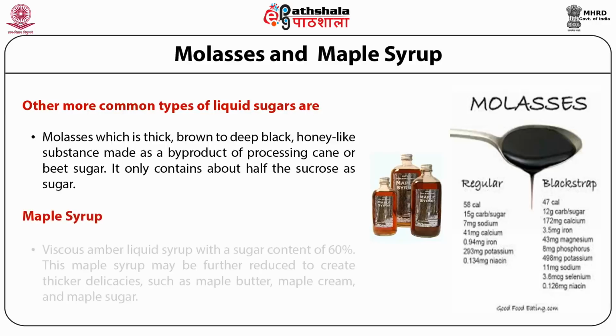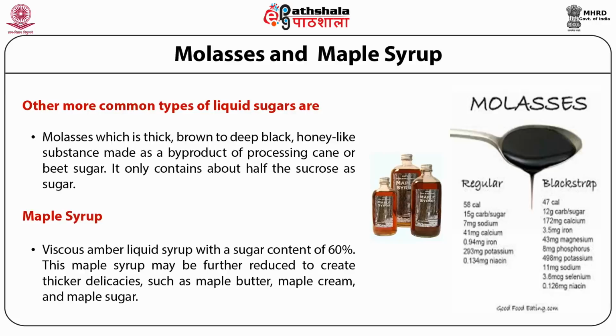Maple syrup is a whiskey amber liquid syrup with a sugar content of 60%. This maple syrup may be further reduced to create thicker delicacies such as maple butter, maple cream, and maple sugar. Molasses is obtained in two types, regular and blackstrap, and they are used according to their color in many recipes where the color is more important.